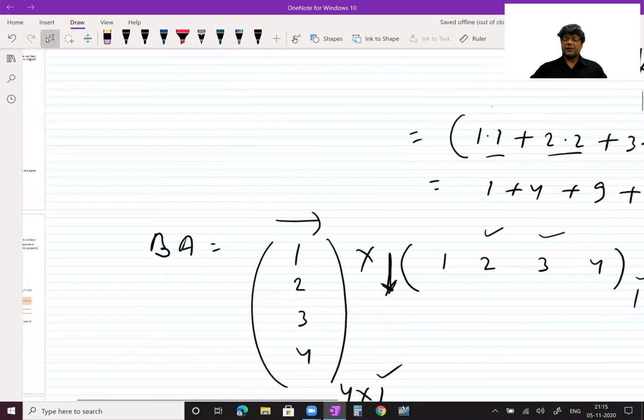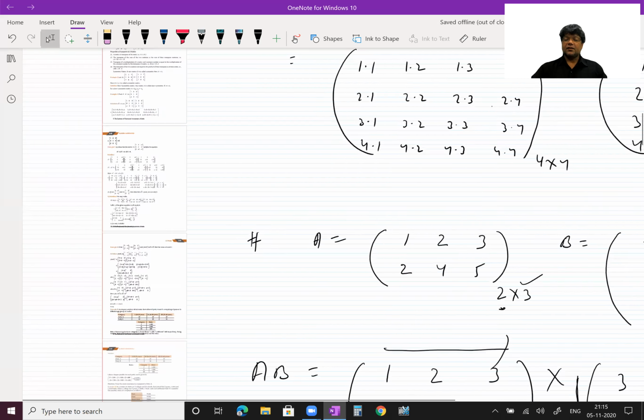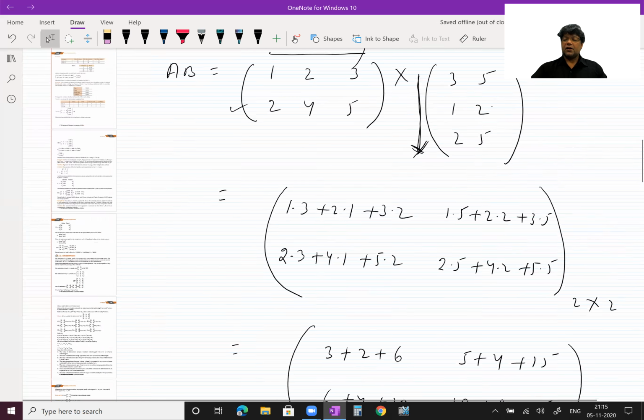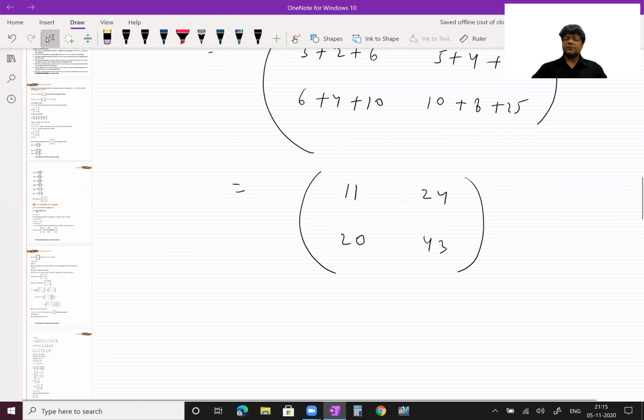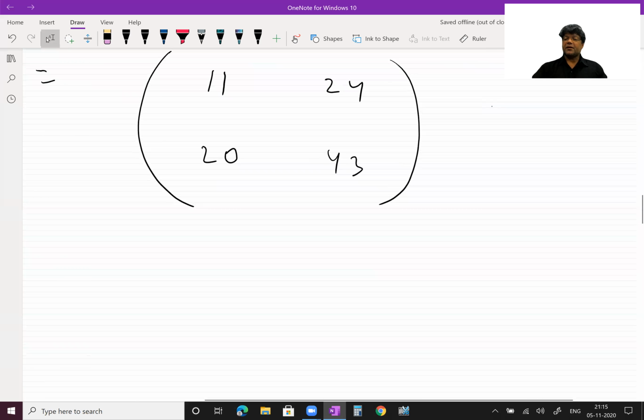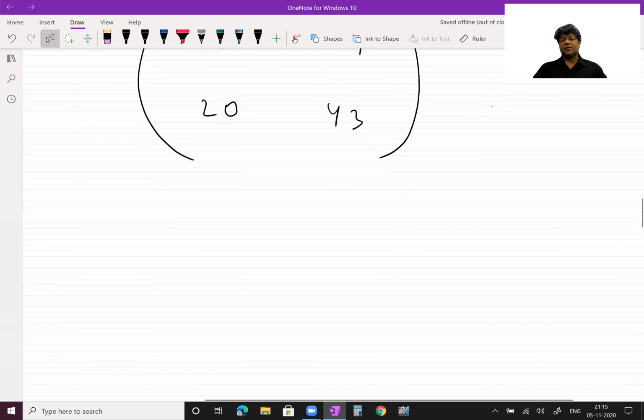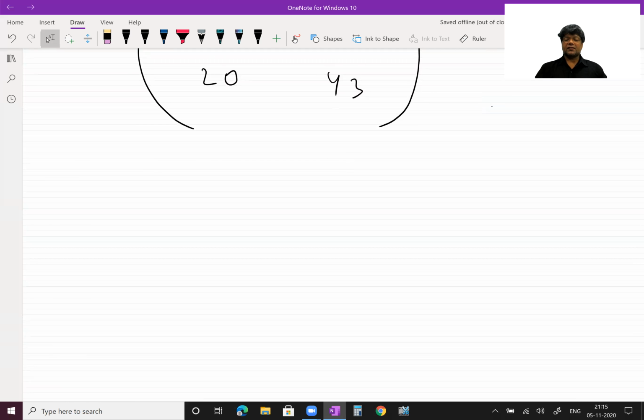So the multiplication you have seen, guys, with a scalar number also, and multiplication of two matrices also. That is the main and most important part of this chapter. Now remaining small things are there, guys.